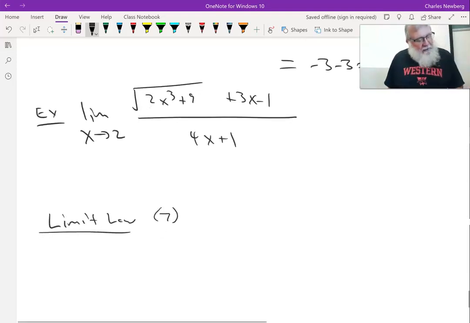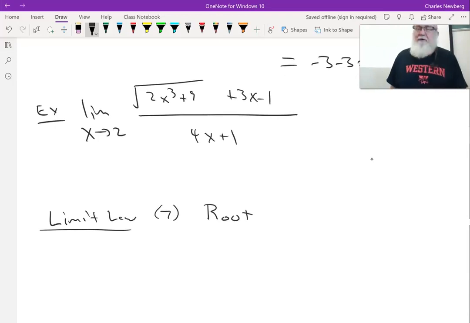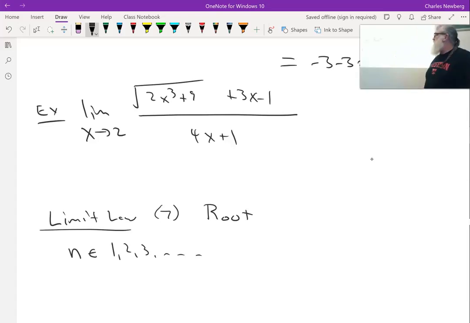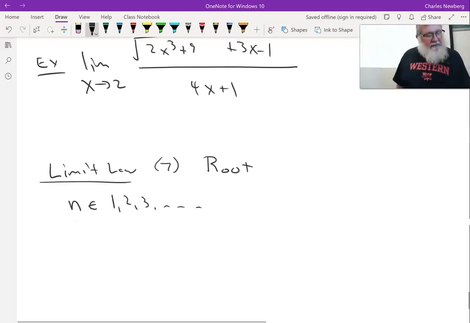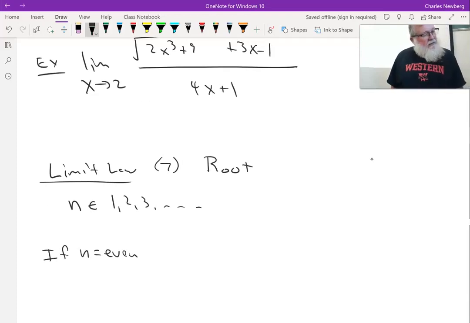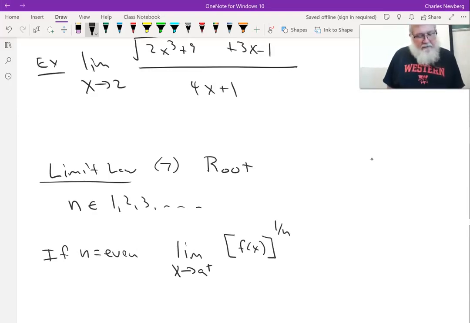So this one is called the root law. And we're still going to take our n's to be out of the set 1, 2, 3, and so forth. So we're still looking at whole number n's. Now, if n is even, then the limit as x approaches a from the positive side of f of x to the 1 over nth power.